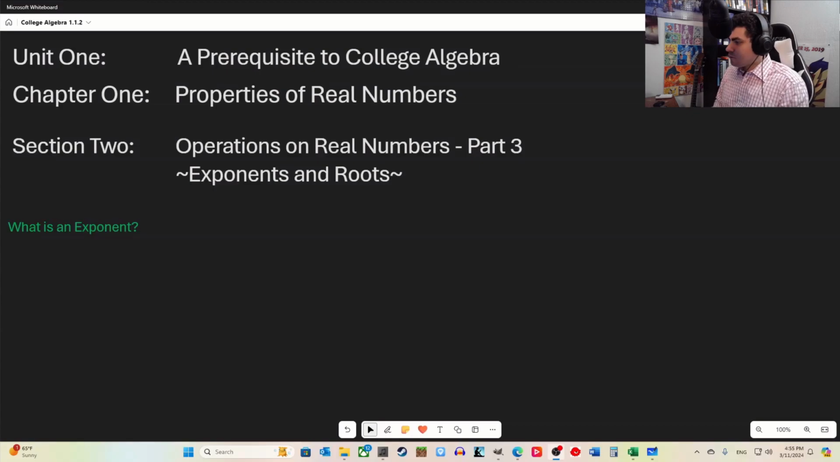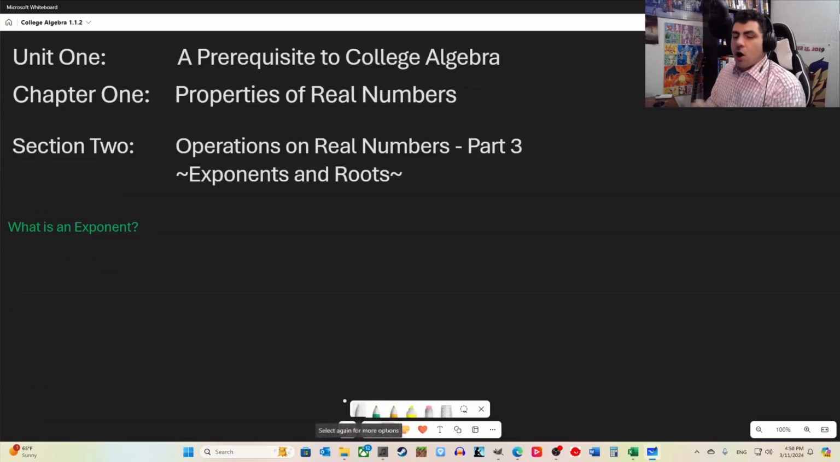I don't have square roots written down, but that's fine. Roots, because they are roots, and we'll get into that. So, what is an exponent? An exponent is a number that increases exponentially or without bound really quickly. It gets very large, positively or negatively, very quickly.